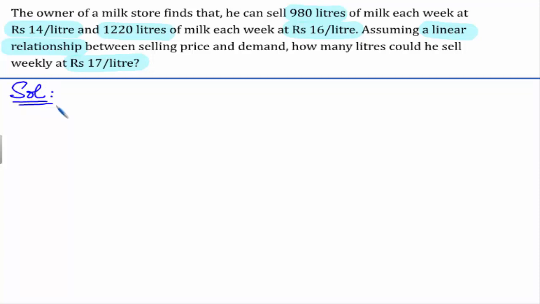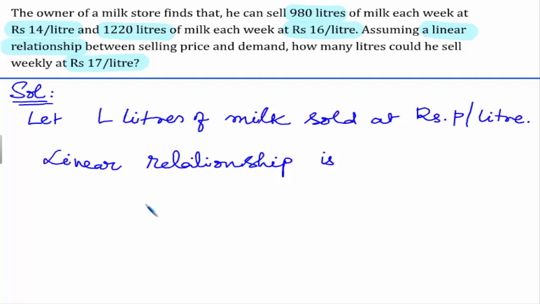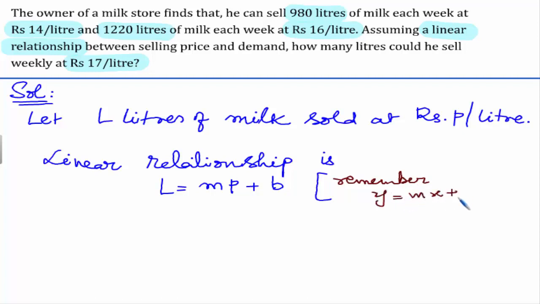Let's do that now. Now let us assume that the L liters of milk sold at rupees P per liter, and it is also given that the number of liters and the cost are related in a linear relationship. So the linear relationship is L is equal to MP plus B. Just remember, the linear relation will be generally in the form of y is equal to mx plus c.